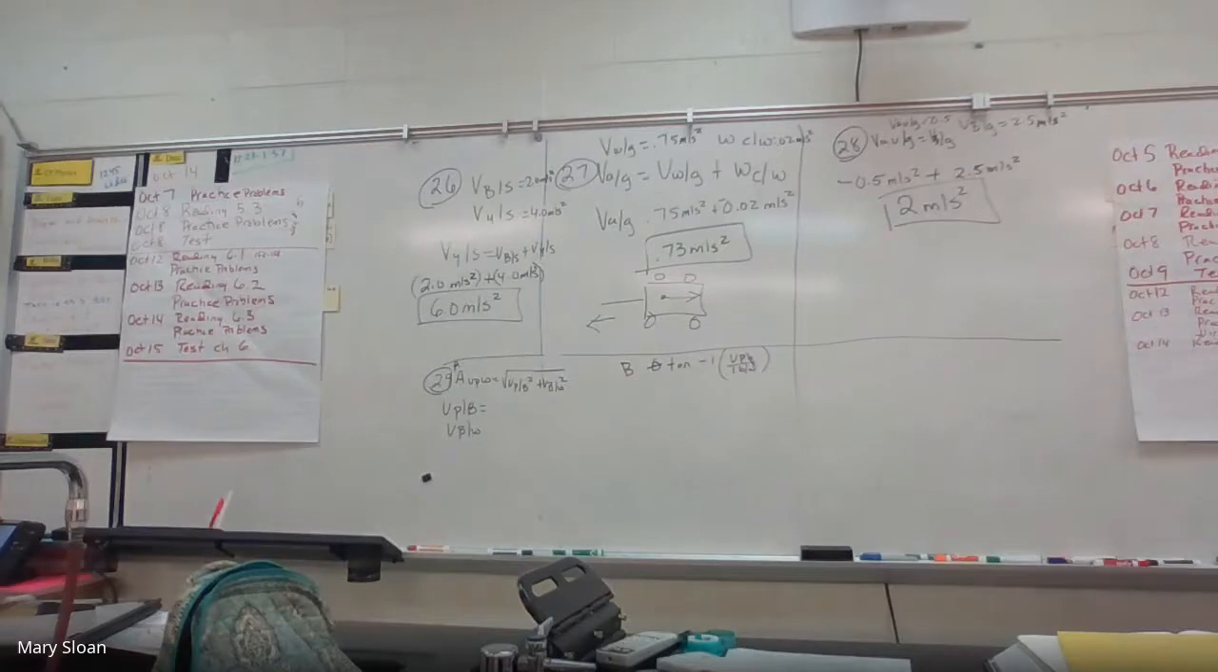Okay. 29. The boat is traveling east at a speed of 3.8 meters per second. A person walks across the boat with a velocity of 1.3 meters per second. What is the person's speed relative to the water? And in which direction relative to the ground does the person walk? Okay. One's going downward and one's going east. Yep. So one's going south, one's going east.